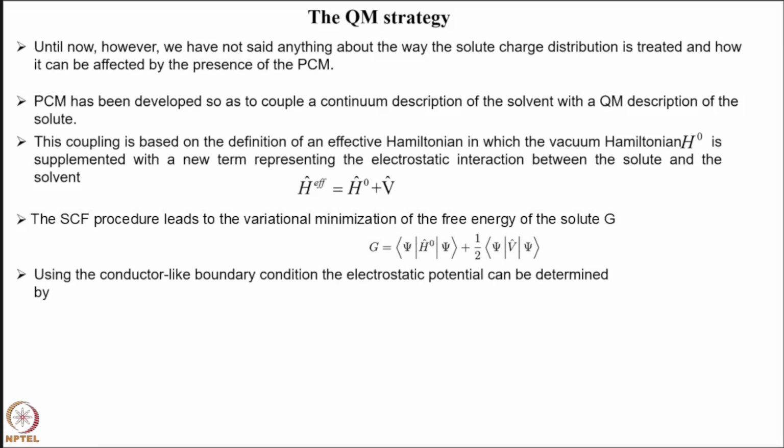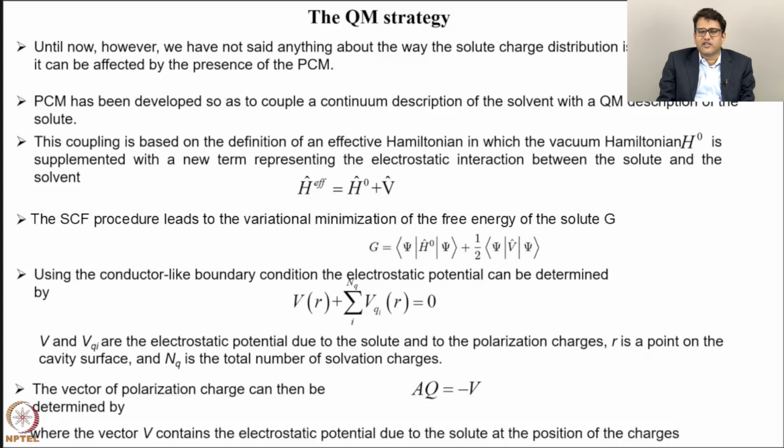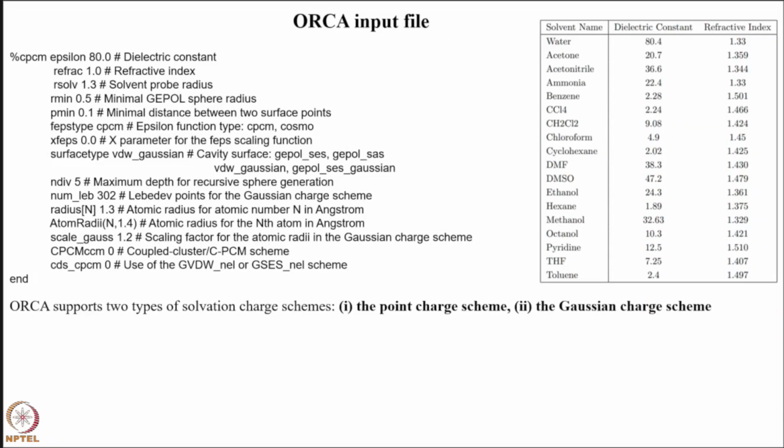Using the conductor-like boundary condition, the electrostatic potential can be determined by this expression, where V and V_Q are the electrostatic potentials due to the solute and to the polarization charges, r is the point on the cavity surface, and N_Q is the total number of solvation charges, and the vector of polarization charges can be determined by this. So, this is the theory. If you are interested, there are detailed reviews available where you can read the theory. But from a user point of view, the ORCA input file only needs certain parameters to take care of the solvation effect, and after that it is completely black box.